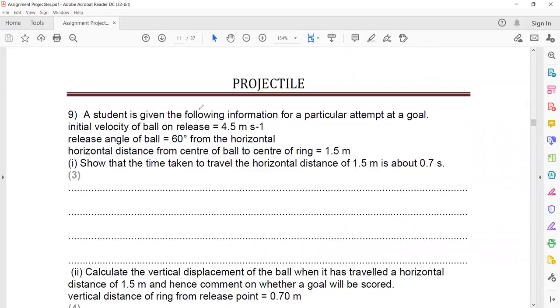Another projectile question. A student is given the following information for a particular attempt at a goal. The initial velocity of the ball is 4.5 and the launching angle is 60. The horizontal distance from the center of the ball to the center of the ring, so there's a ring through which he is passing, the horizontal distance is 1.5.